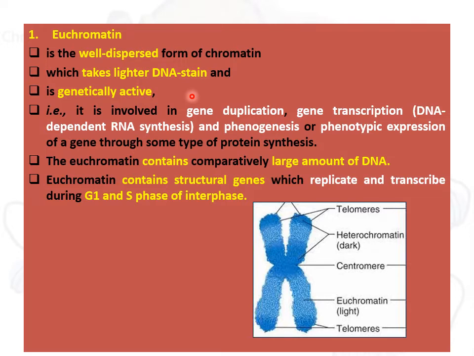So how are they genetically active? They are involved in gene duplication, gene transcription, that is DNA dependent RNA synthesis, and phenogenesis, or otherwise phenotypic expression. That is, they produce a particular protein. The euchromatin contains a large amount of DNA as well as the structural genes. These structural genes are helpful in replication and transcription, and this occurs during G1 and S phase of interphase.